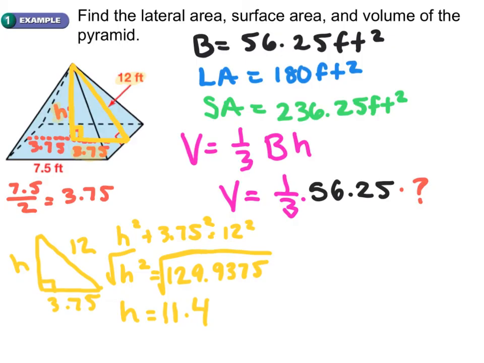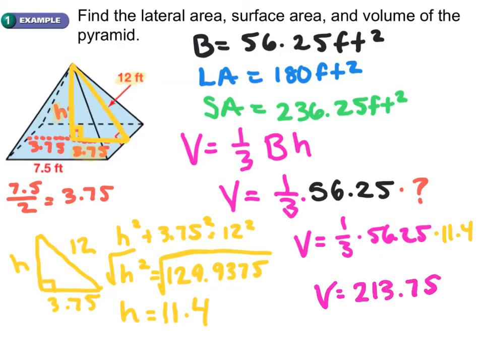I have that the volume equals 1/3 times 56.25 times 11.4. And when you plug that in, 1/3 times 56.25 times 11.4 gives you a value of 213.75, and again our units are feet cubed.